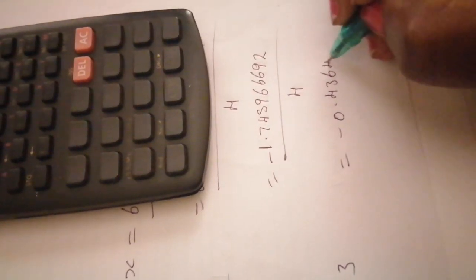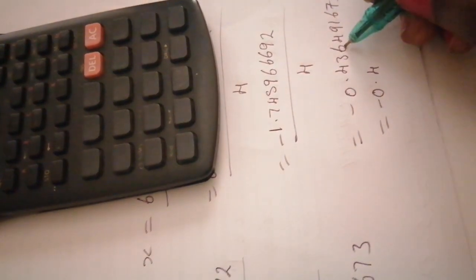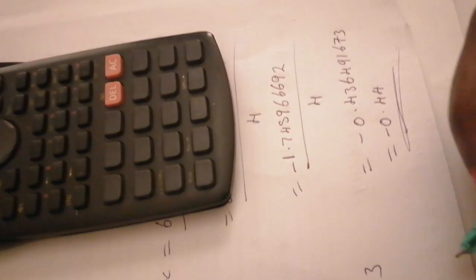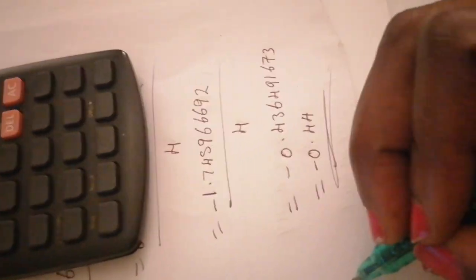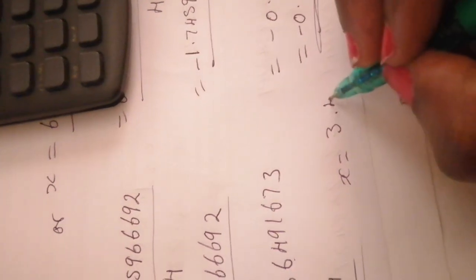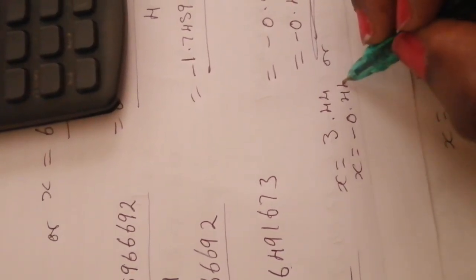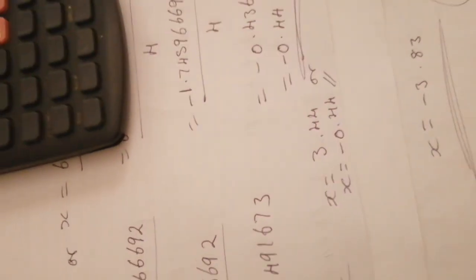So dividing this by 4, we have negative 0.436491673, giving the answer correct to 2 decimal places. I have negative 0.4. I need to end here. 6 is above 5, so get a 1, add it to 3, giving us 4. Therefore, x is equal to 3.44, or x is equal to negative 0.44. Those are the answers.